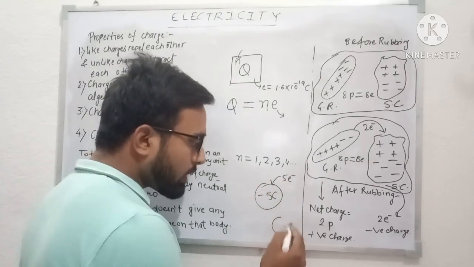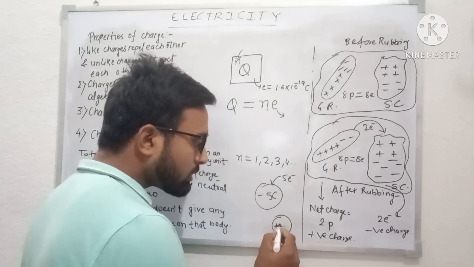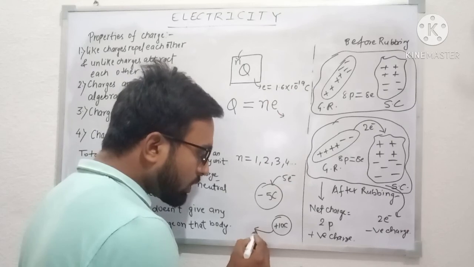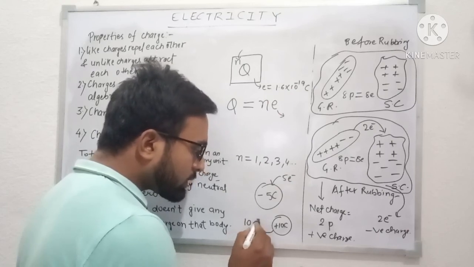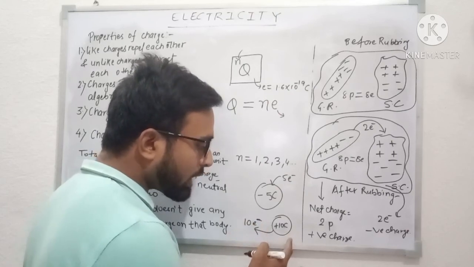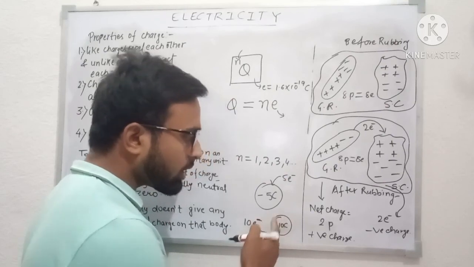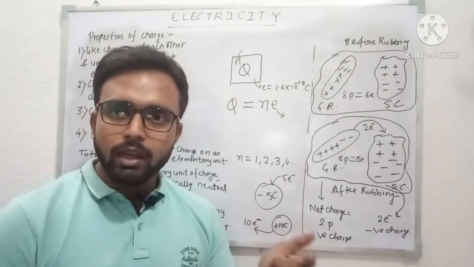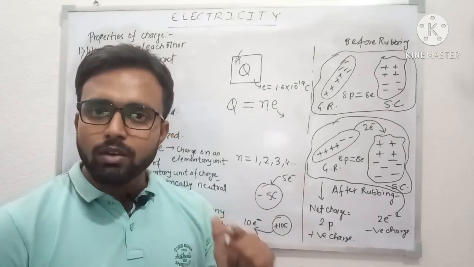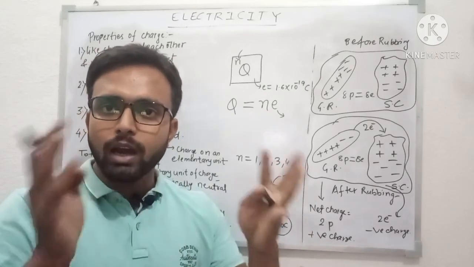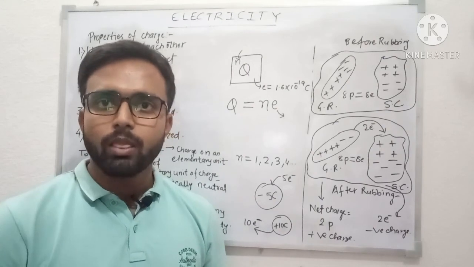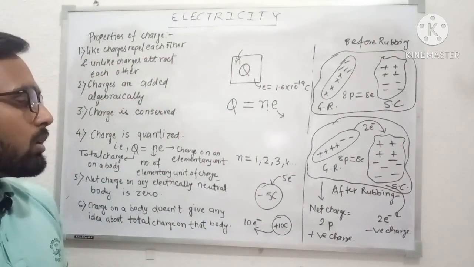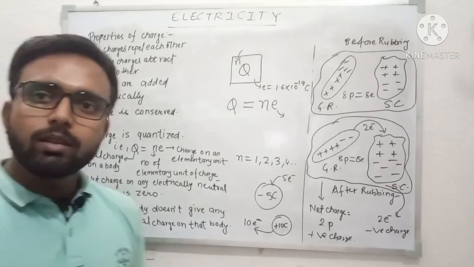In the same way, if I say a body has plus 10 coulomb of charge, it means that this body loses 10 electrons. It never gives the idea about the total charge on this body. So charge on a body gives only the idea about the gain and loss of electrons. It never gives the idea about the total charge that the body has. Okay, so this is what this whole topic is all about. Thank you.